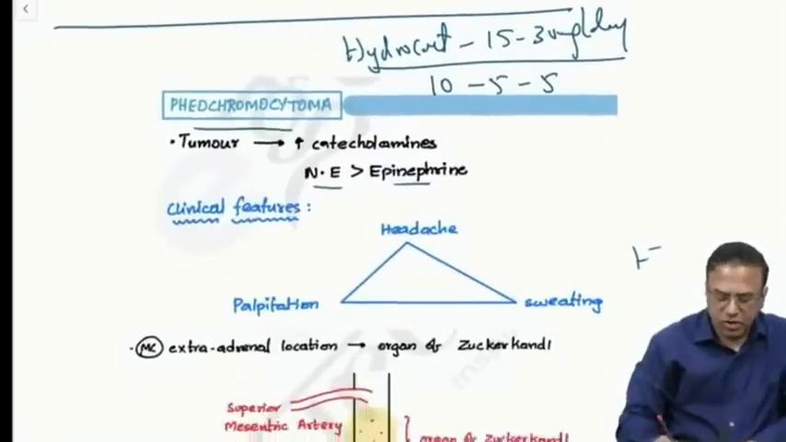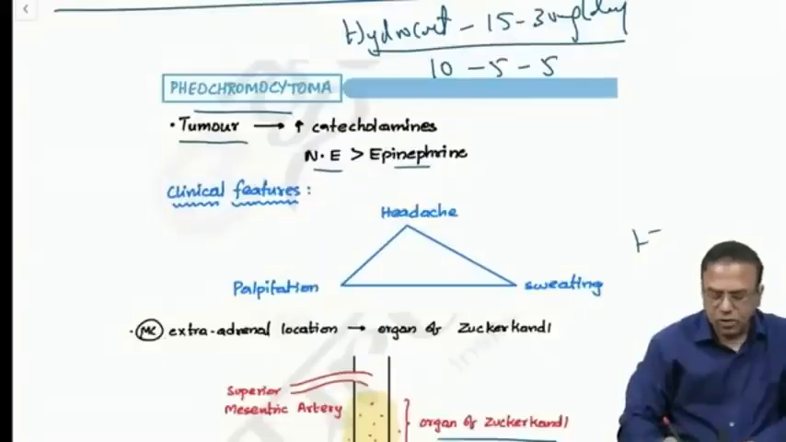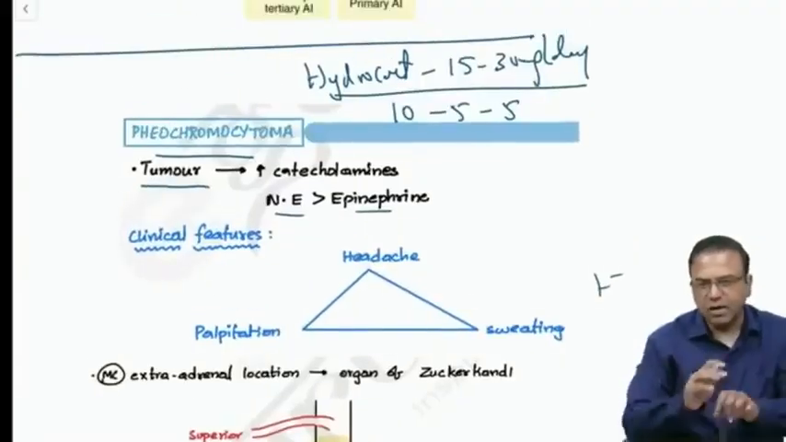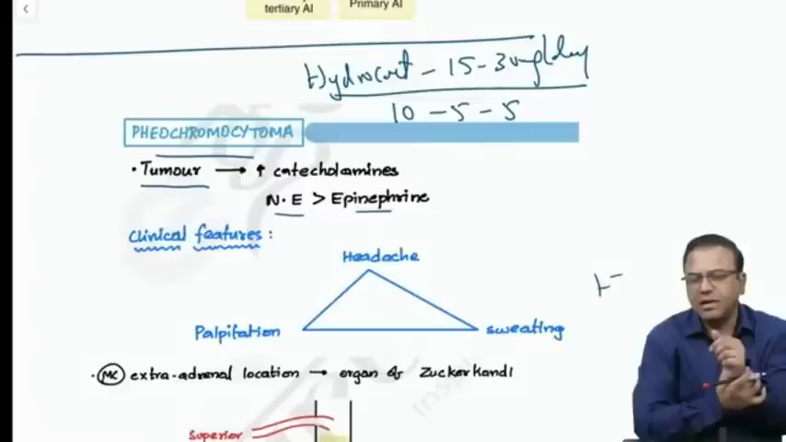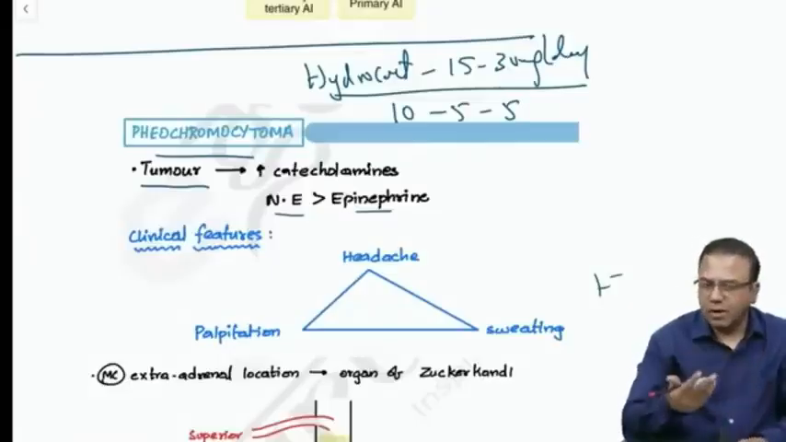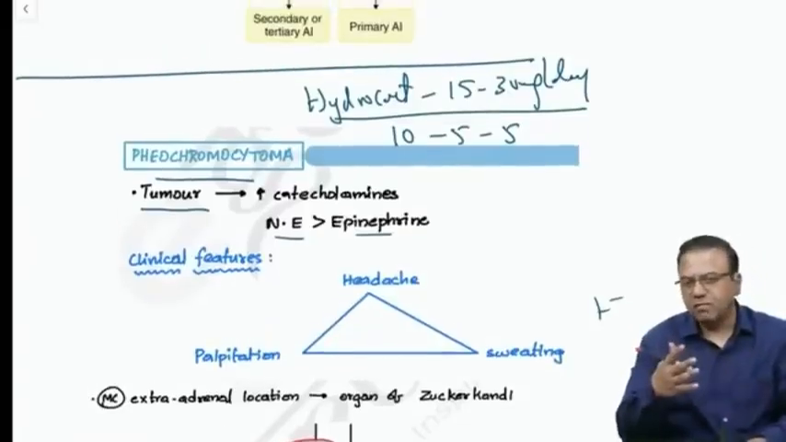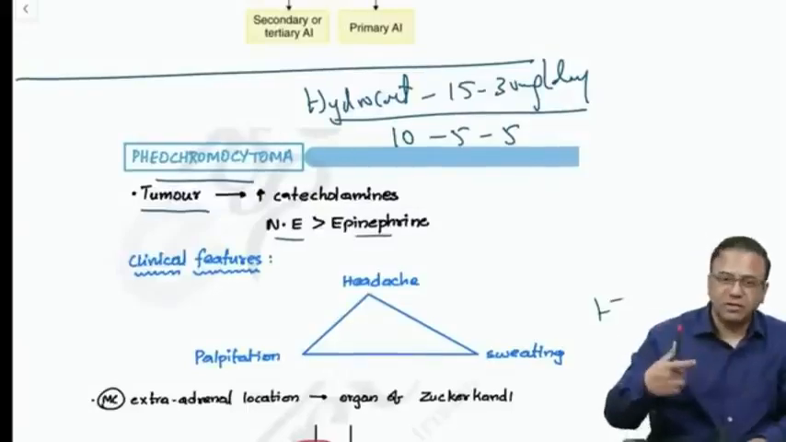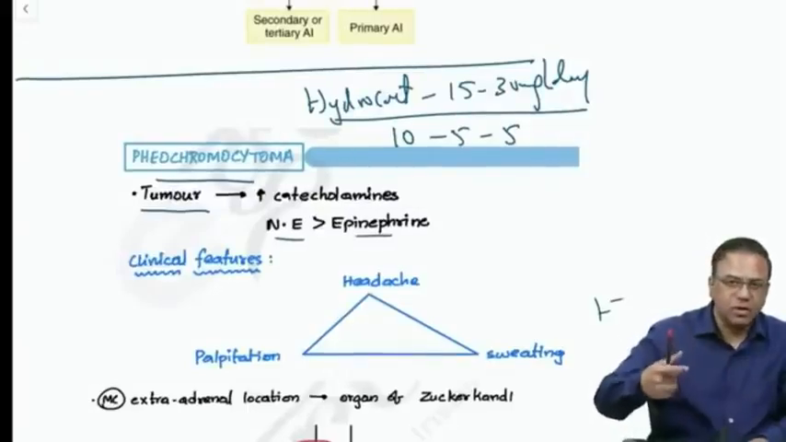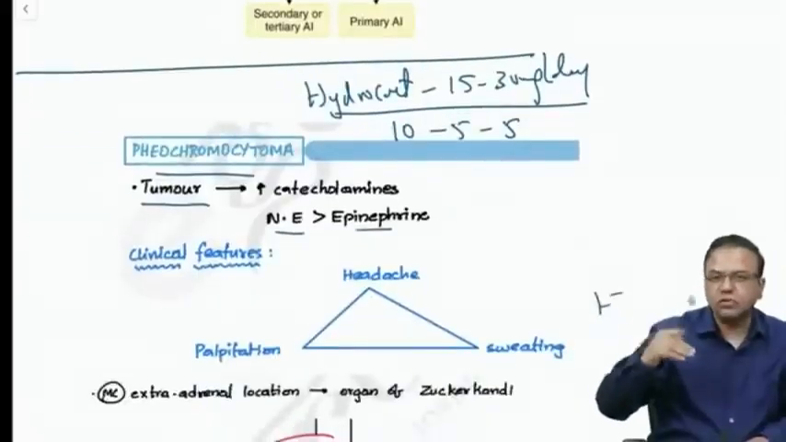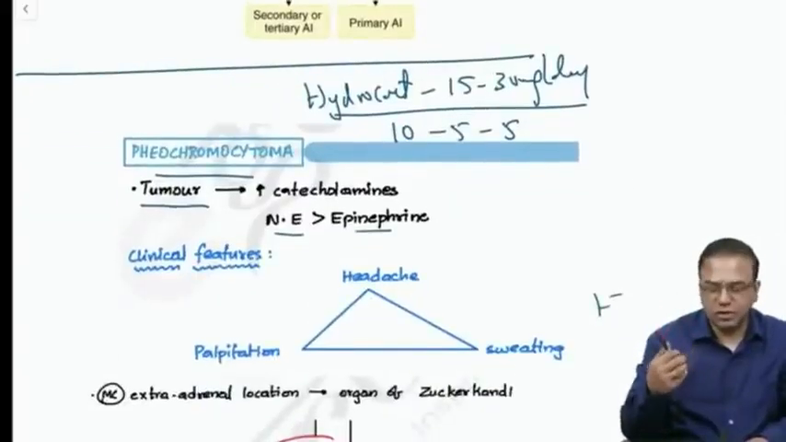Don't forget, everybody with Addison should have a bracelet in their hand saying they have Addison, because if they meet with a road traffic accident, or they develop an MI, or they have a stroke, or they develop any infection, in the hospital, under stress, the body needs a high amount of steroids. What he is taking orally may not be sufficient. So they need to give a lot of steroids in such a patient.